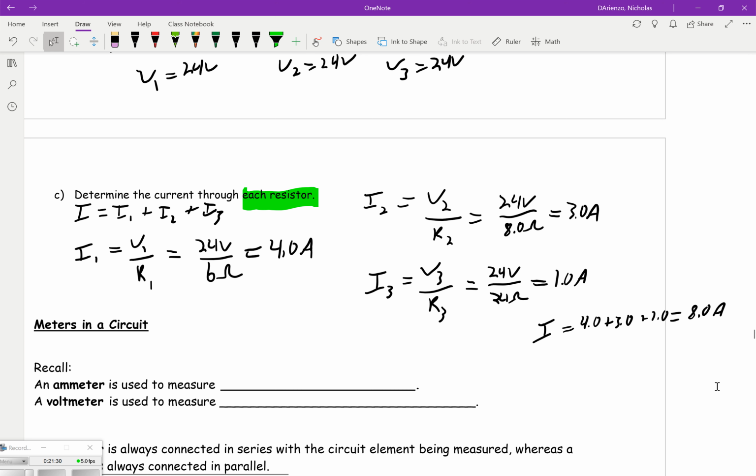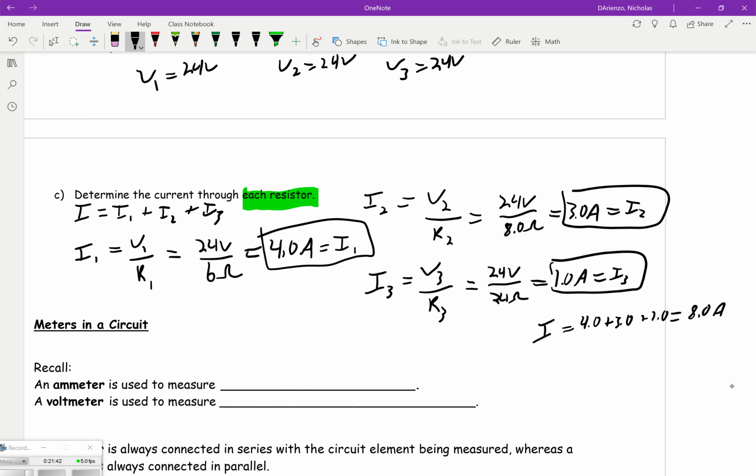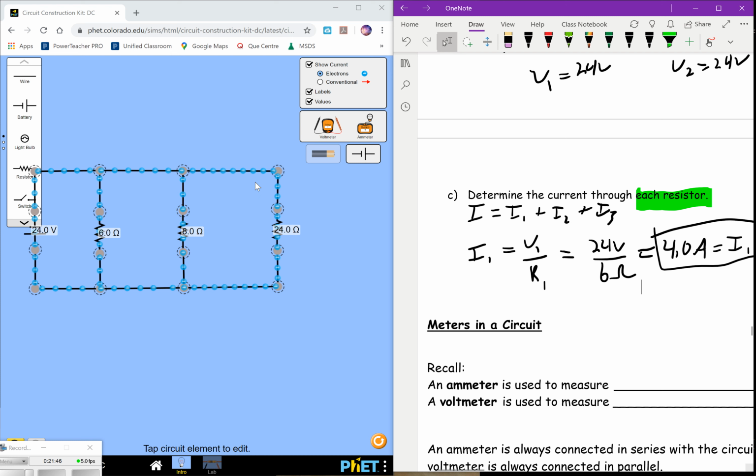So we have the current flowing through each resistor. So this 1 amp was I3. This is I2. And this is I1. Let's check that. We'll use the ammeter here, which has to be connected in series. We'll talk about that in our next lesson.